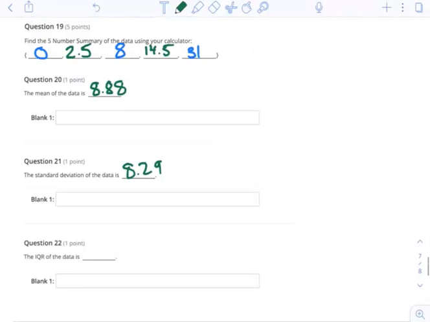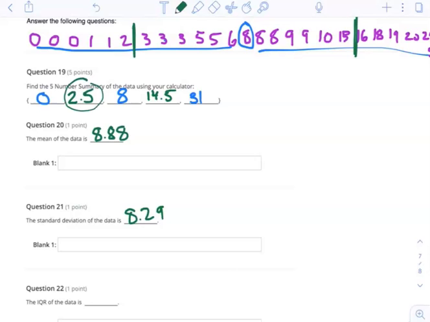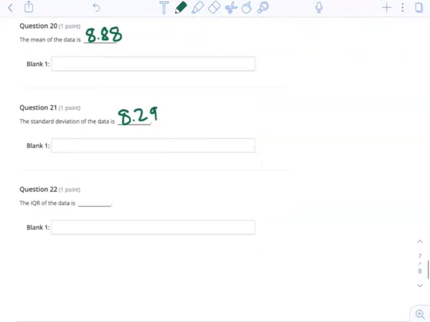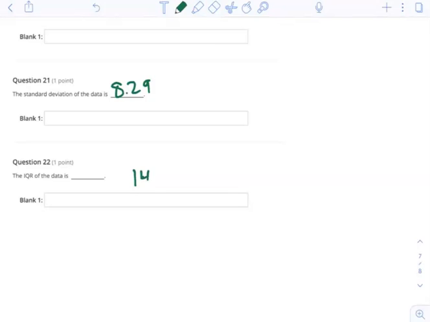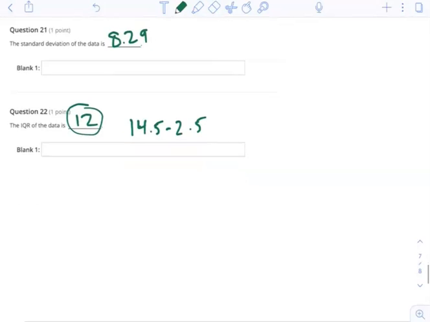IQR is Q3 minus Q1, so 2.5 and 14.5. We're doing 14.5 minus 2.5, which is 12. Okay, most of those last ones are calculator things.